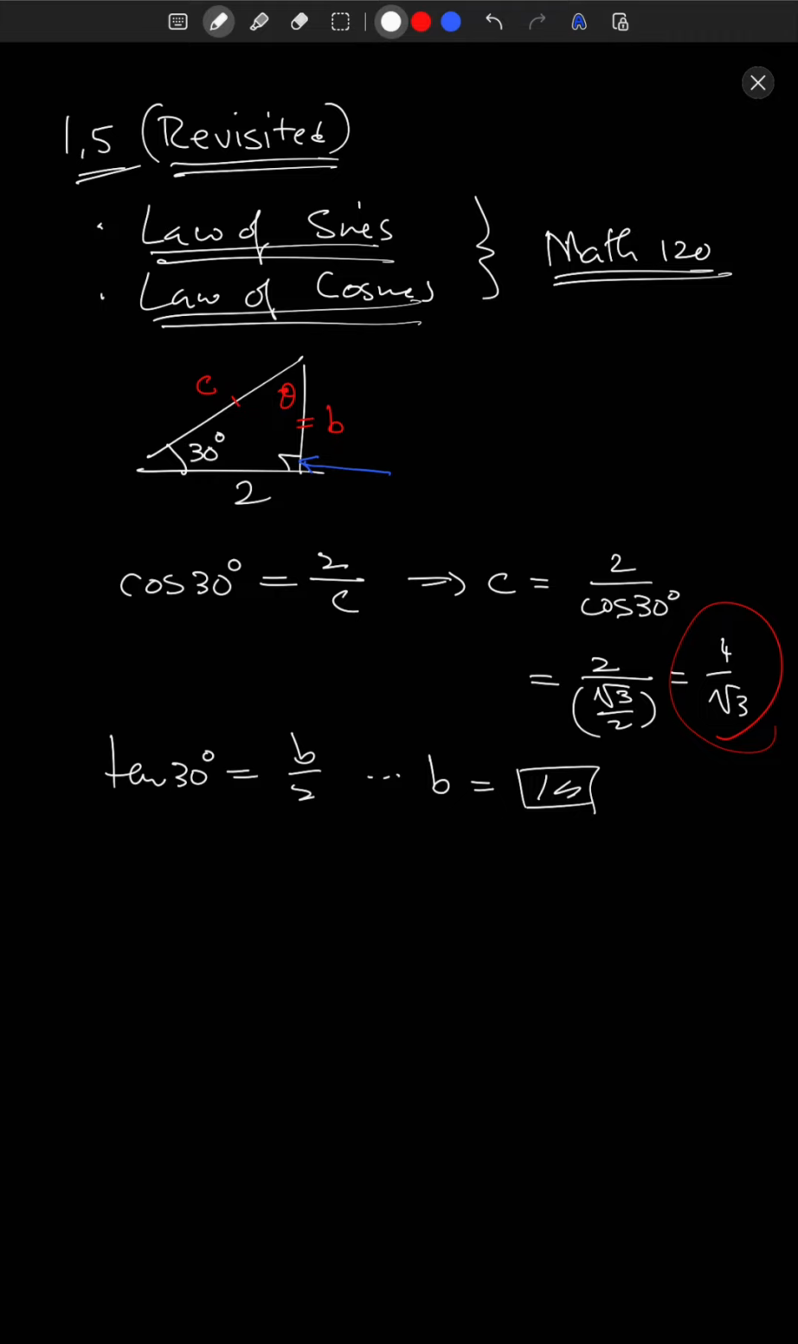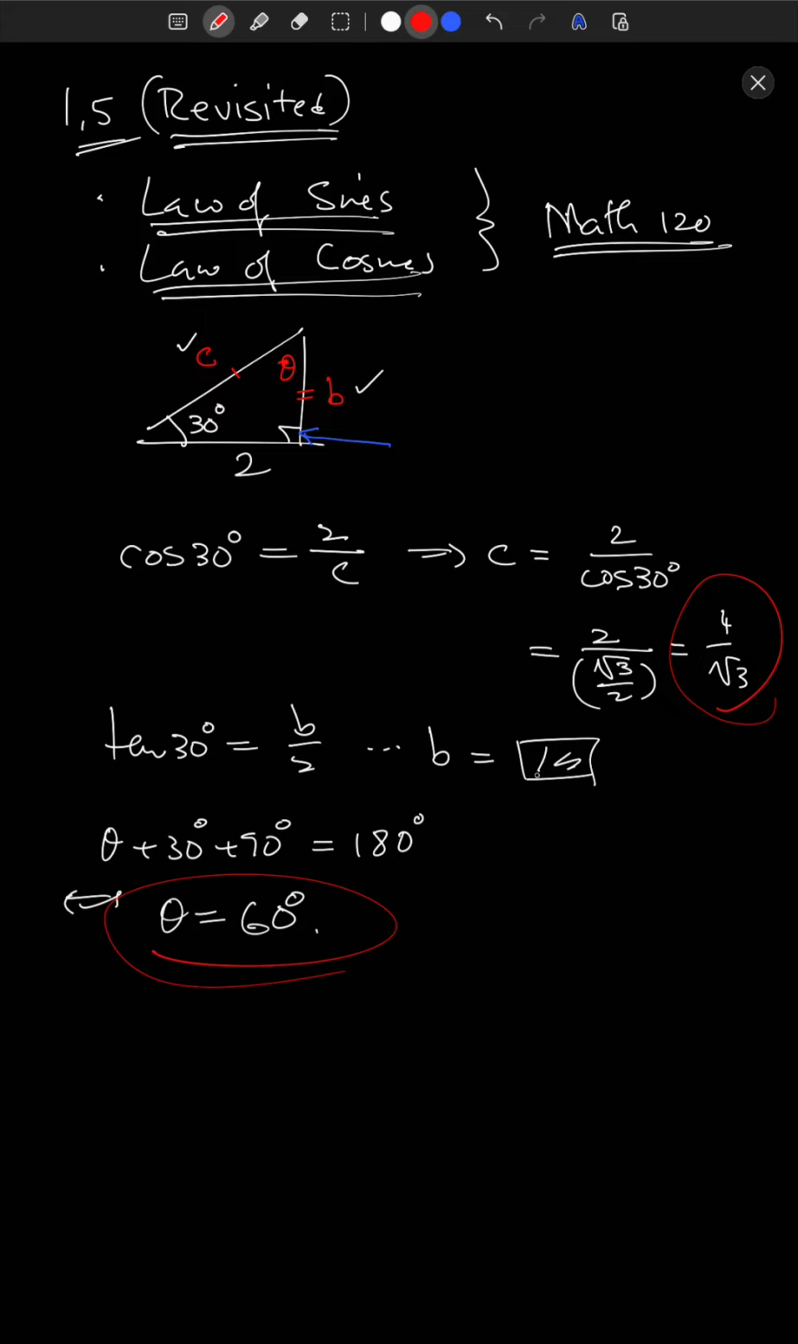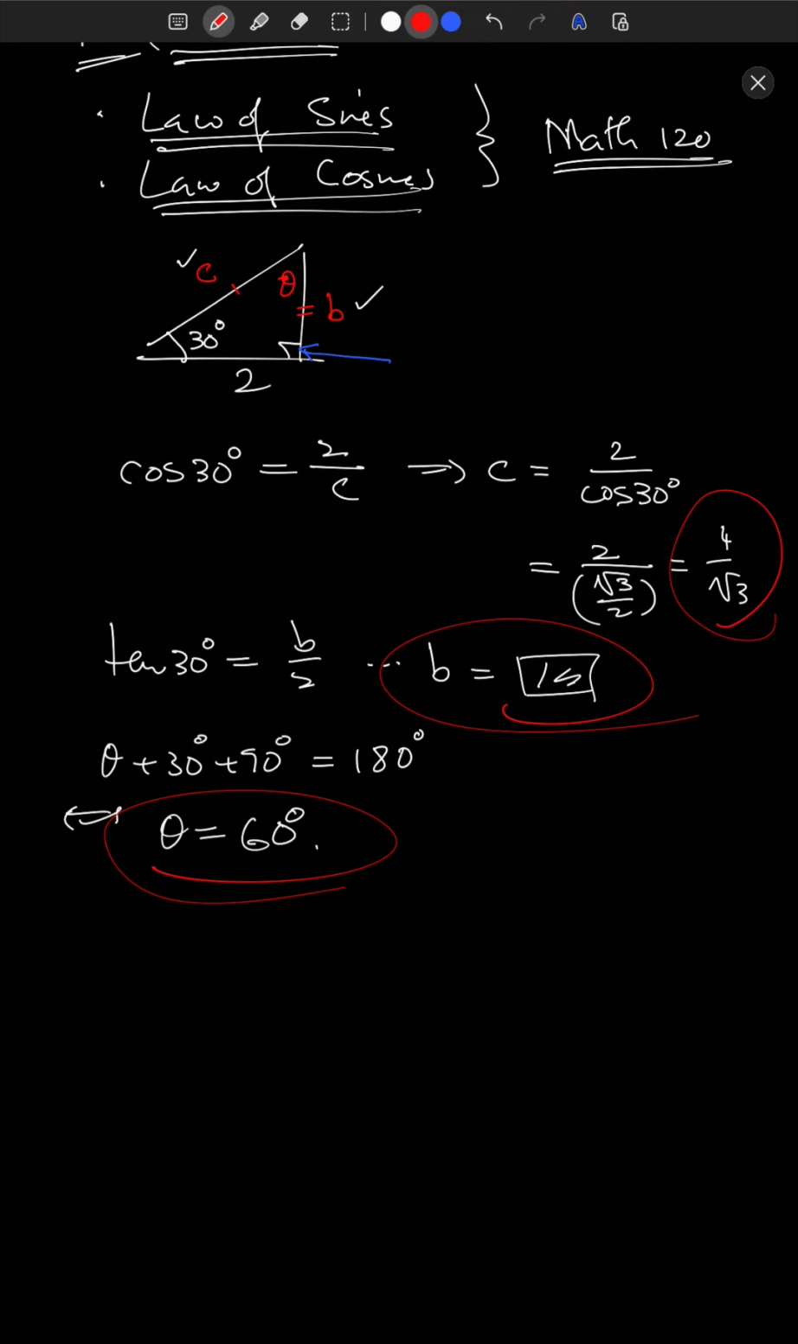So at this point we know B, we know C. What is theta? Well, theta is actually the easiest of them, because we know that the total number of degrees in a triangle is 180. We have a right triangle, and so theta plus 30 degrees plus 90 degrees should be equal to 180 degrees. That tells me theta is equal to 60 degrees, just solving that algebra. So the point again is that when we have a right triangle, solving triangles is really, really easy.